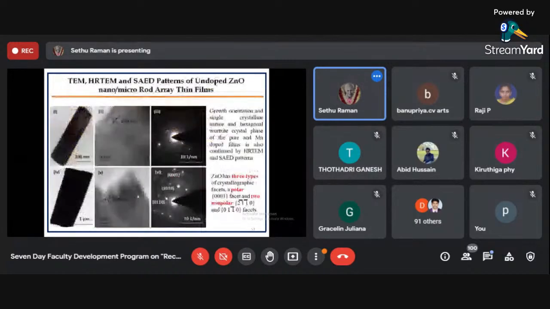surface roughness. This is a confirmation by HRTEM and SAED pattern of the growth orientation and single crystalline nature, and the hexagonal outside crystal face of the pure and Mn doped thin films. Zinc oxide has three types of crystallographic phases: a polar 0001 phase and two non-polar phases, 2 -1 -1 0 and 0 1 -1 0. These phases are non-polar, while the 0001 phase is polar. We just confirmed it by the HRTEM and SAED pattern.